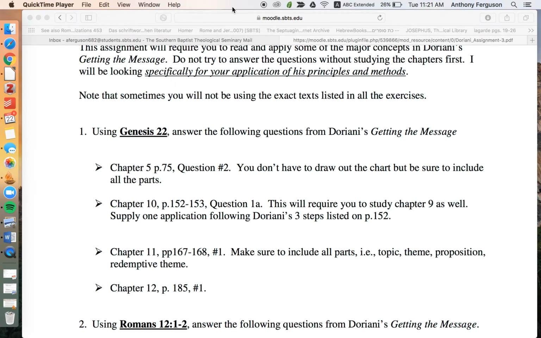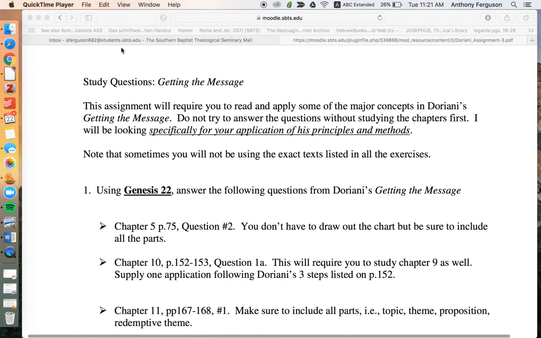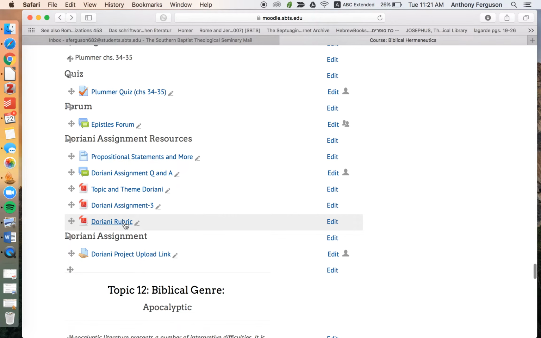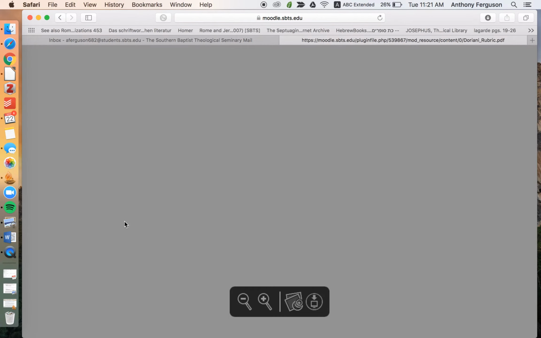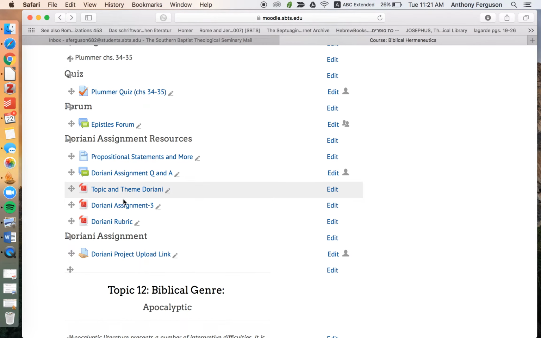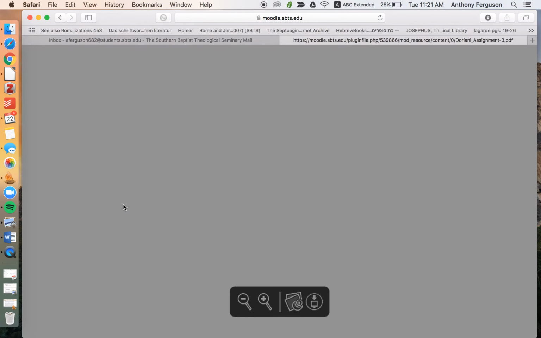Okay, in thinking about the Doriani assignment, we need to be looking at this page here. These are the questions and also the rubric. There are two categories on the rubric: grammar, syntax, readability, these things, and responses to questions. So we'll navigate back to the assignment.